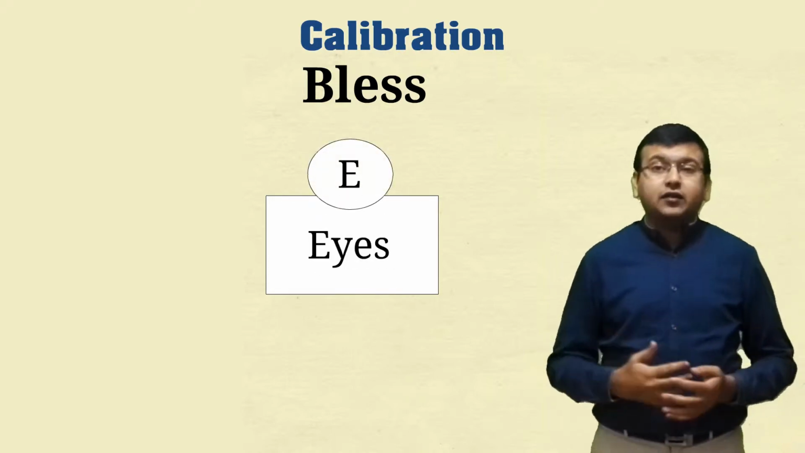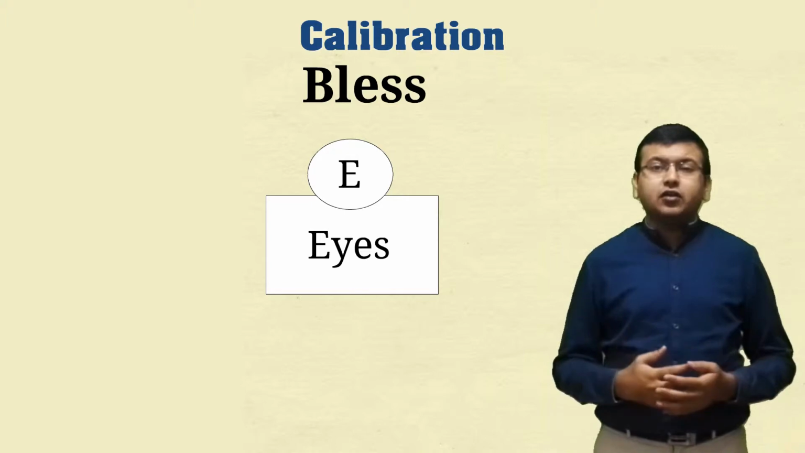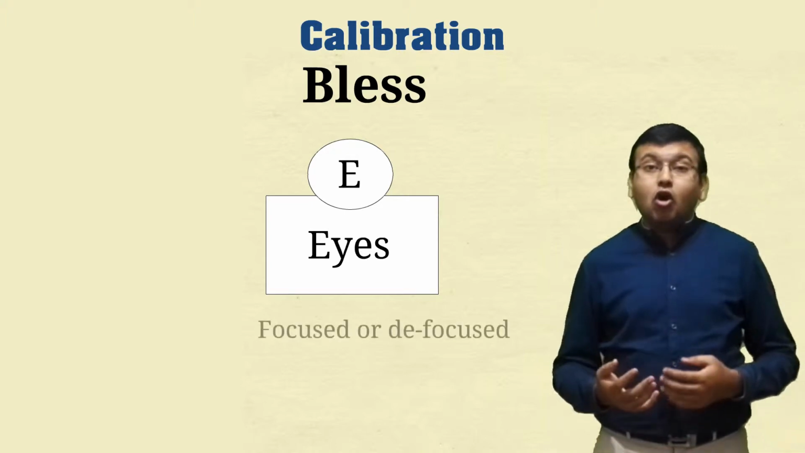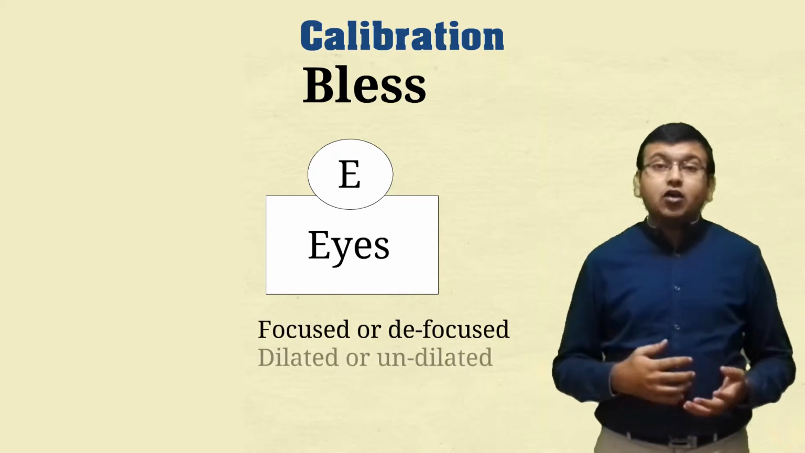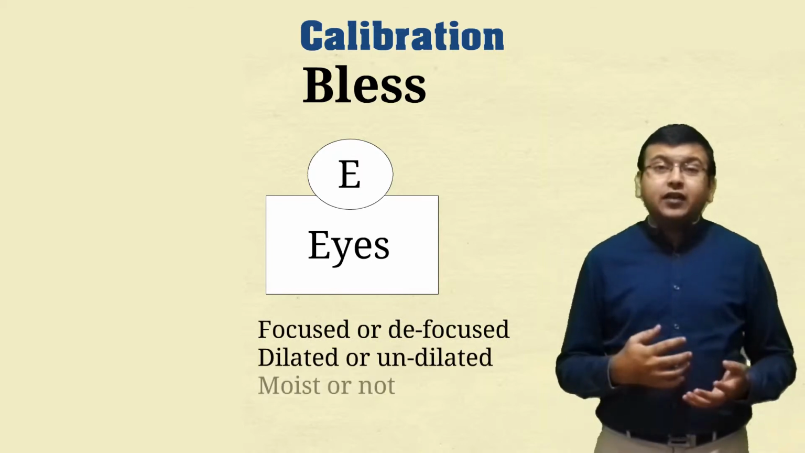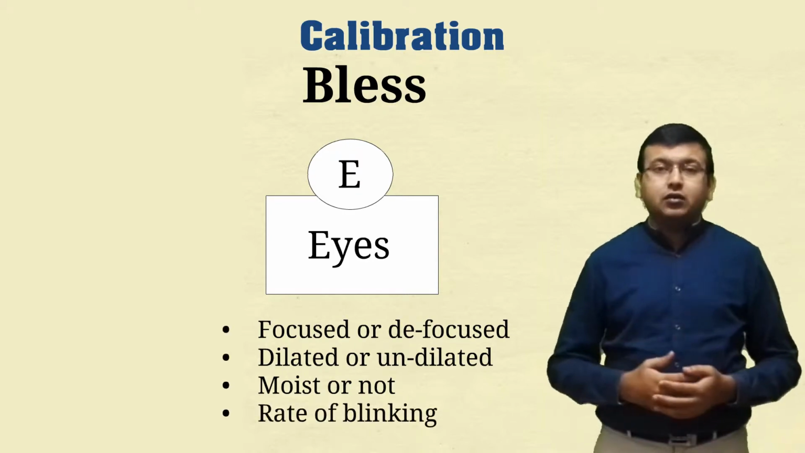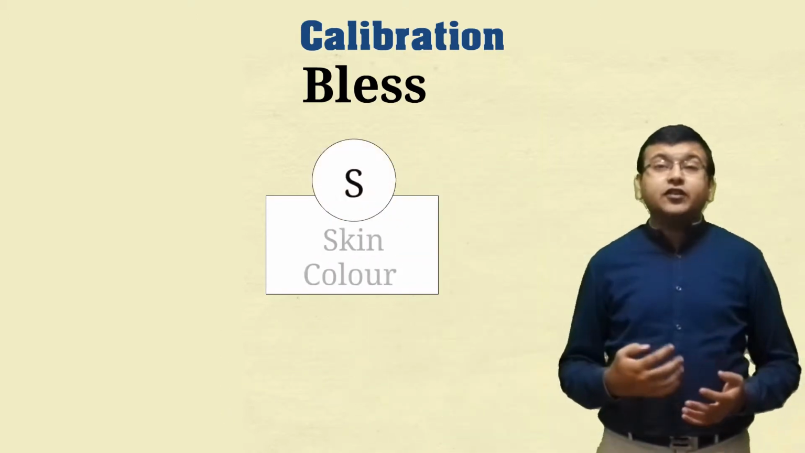E stands for eyes. As far as eyes are concerned, there is so much that you can observe. Whether the eyes are focused or defocused, dilated or undilated, whether the eyes are moist or not. You may also notice the rate of blinking. S stands for skin color.